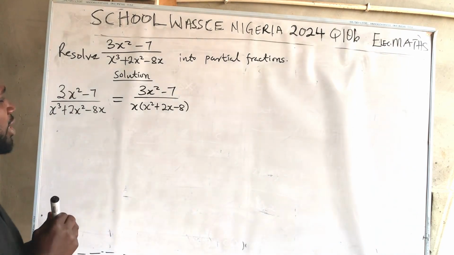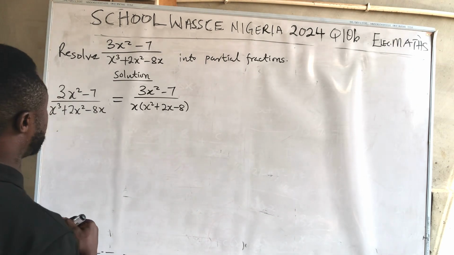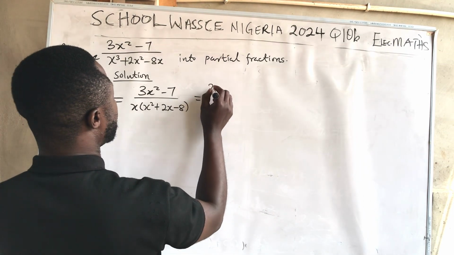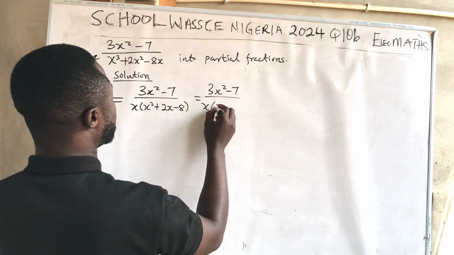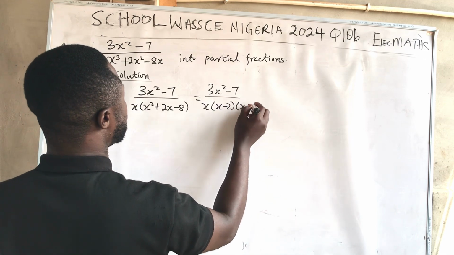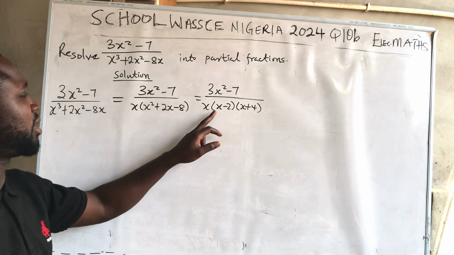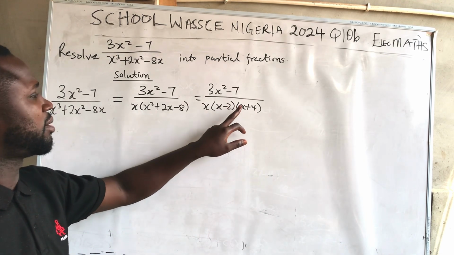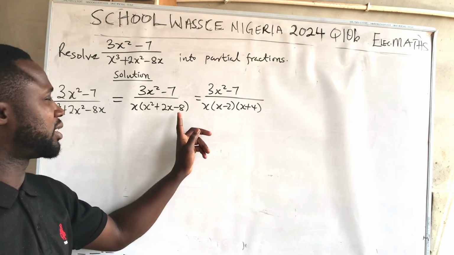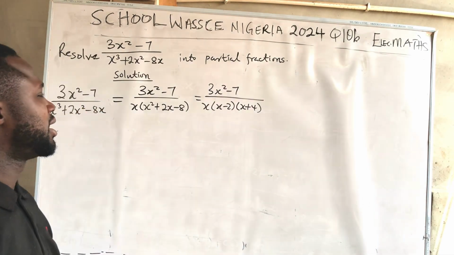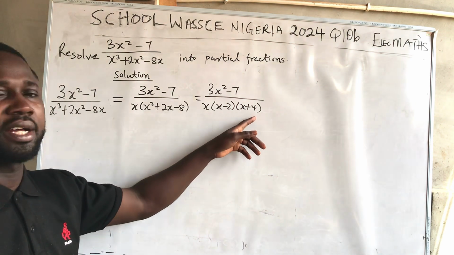Then we can further factorize, because this is a quadratic trinomial. So we get 3s squared minus 7 over s, and when we factorize, you get s minus 2 and s plus 4. So that s times s will give us s squared, s times 4 will give us 4s, minus 2 times s will give us minus 2s, 4s minus 2s will give us positive 2s, and then minus 2 times 4 will give us negative 8. So we have been able to factorize, and you see that the factors of the factorization here are all linear factors.